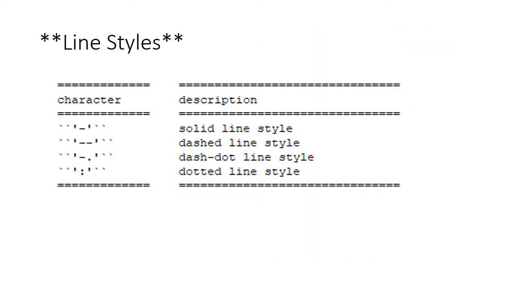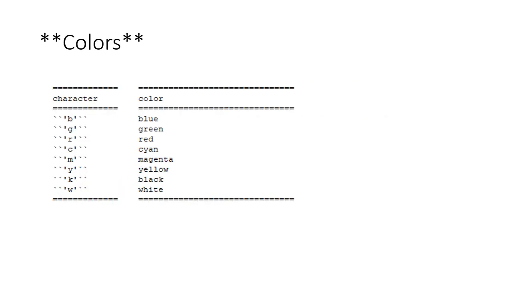Then you can have several line styles, as I already told. You can have solid lines, for that you can have a dash. You can have dashed lines, then dash dash. Then you can have dash dot lines, and you can have dotted lines for that column. Then you can have different colors. B stands for blue, G for green, R for red, C cyan, and so on and so forth.